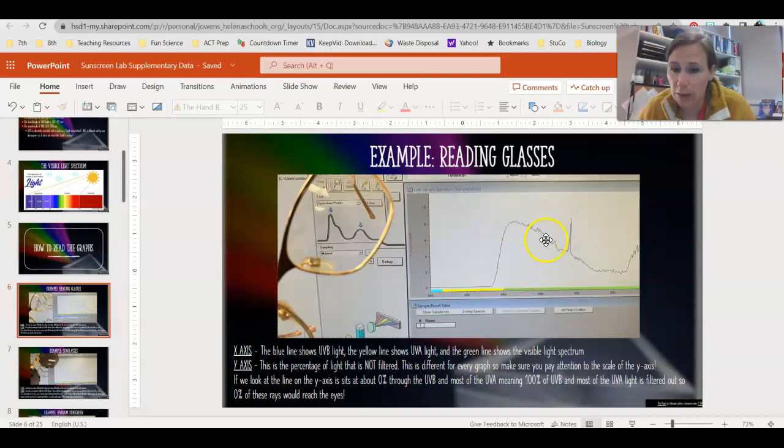Even with these glasses, we have a little bit of visible light being filtered out as well. So it looks like it's selecting a certain color to filter out, which might be helpful for people who get headaches if they get certain light hitting their eyes.